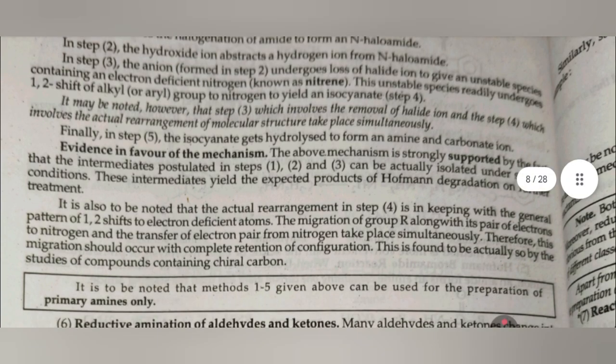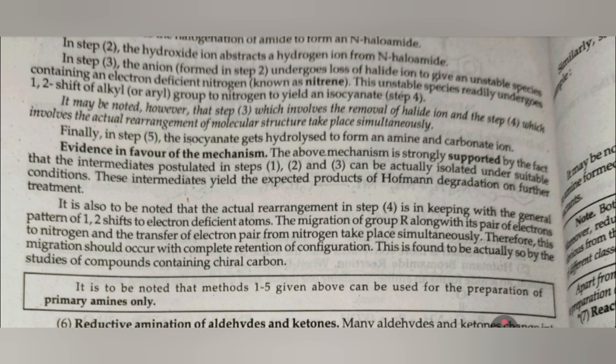Step 1 involves the halogenation of the amide to form an N-haloamide. In step 2, the hydroxide ion abstracts the hydrogen ion from the N-haloamide. The third step is that the anion formed in the second step undergoes loss of halide ion to give an unstable species containing an electron deficient nitrogen, known as nitrene.